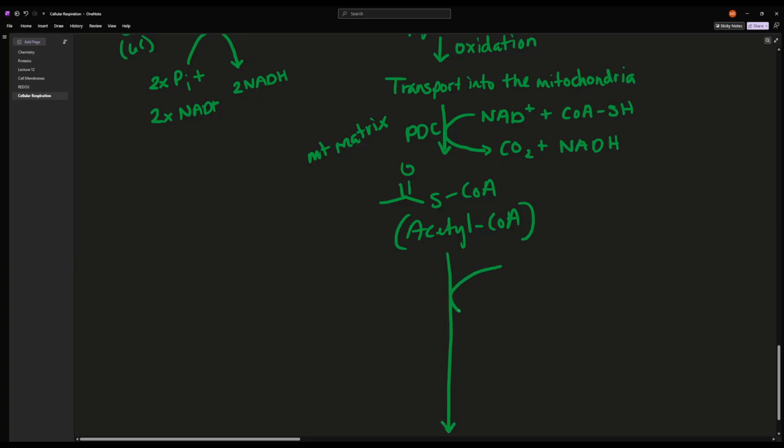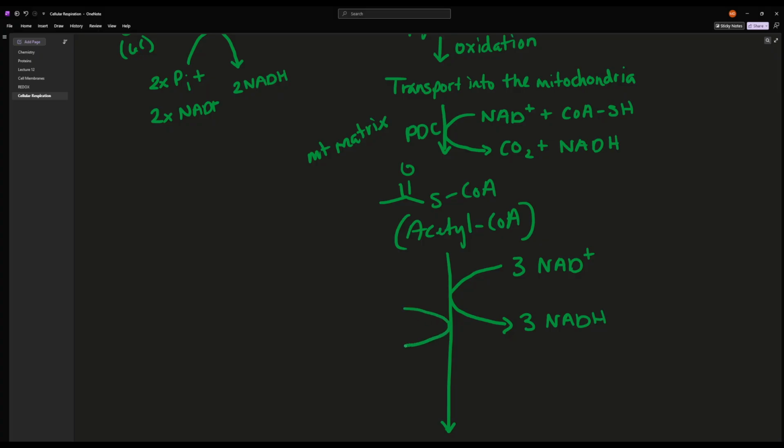During this, one molecule of acetyl-CoA takes 3 NAD plus and converts it to 3 NADH. It will also produce one molecule of ATP.